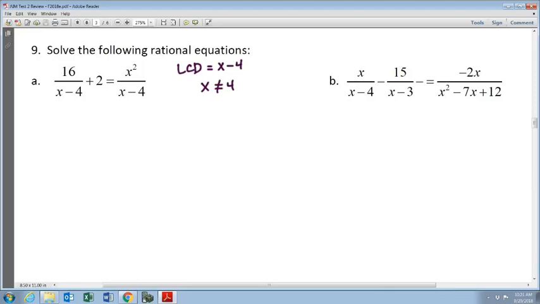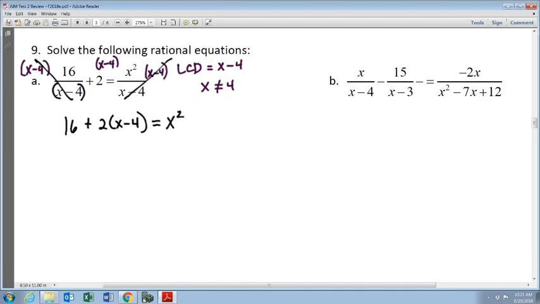Now, let's go ahead and multiply each of the 3 terms here by x minus 4. So you always want to make sure that when you multiply both sides of the equation by x minus 4, you have to distribute that, and so each term ends up getting multiplied by your LCD here. So notice here my x minus 4s are going to cancel. I'm left with 16. And then I have plus 2 times x minus 4. There's nothing I can do, I'm just going to go ahead and write those next to each other. I'll multiply in the next step. Then on the right side, I'm going to cancel my x minus 4's, and I'm going to be left with x squared.